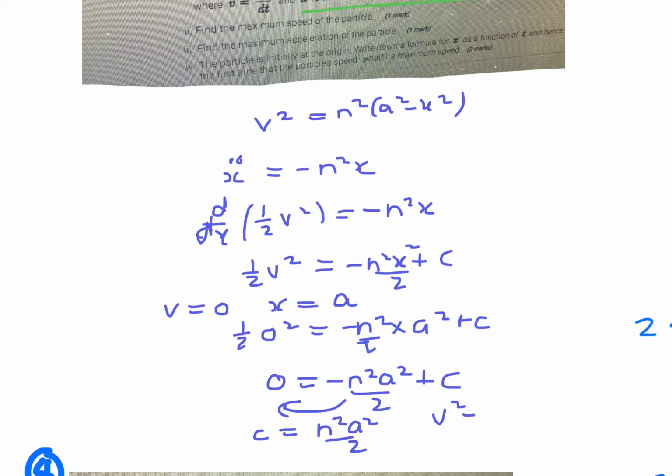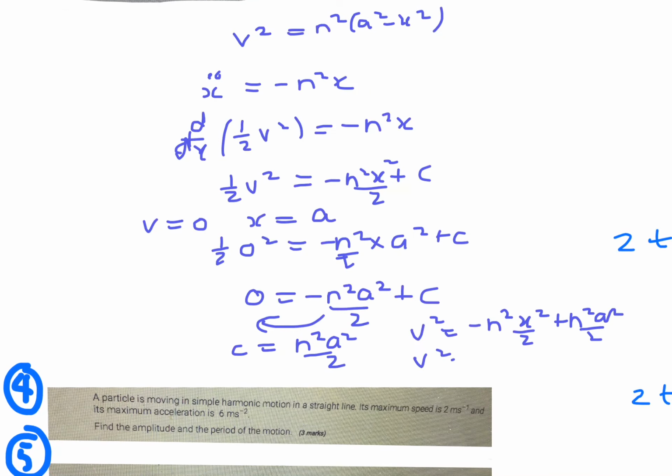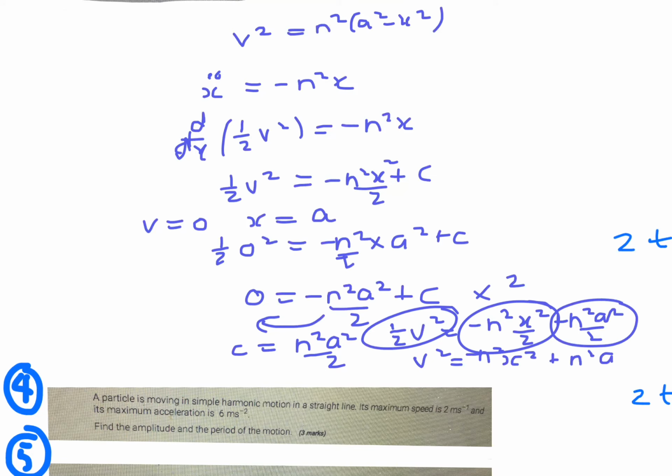So that means a half v squared equals minus n squared x squared on 2 plus n squared a squared on 2. If you times by 2, the 2 goes on all of them, because it's in all of them. And then it's v squared equals minus n squared x squared plus n squared a squared. So if you take out the n squared, you get a squared minus x squared, as required.